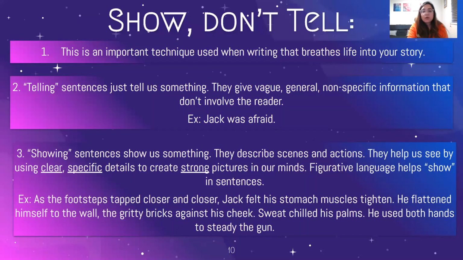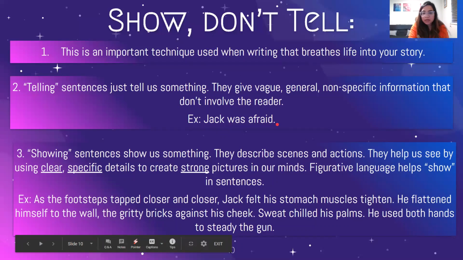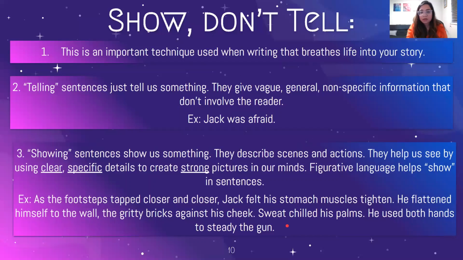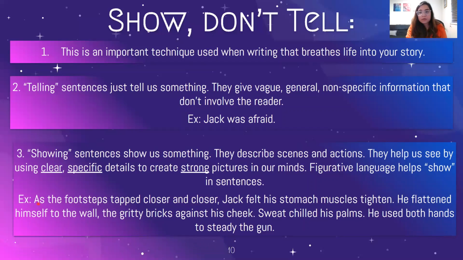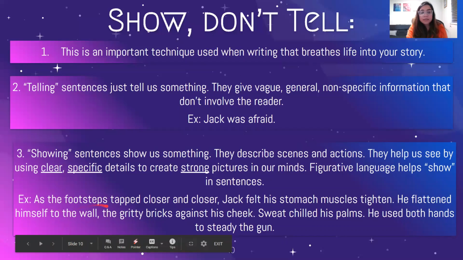So instead of just telling us that Jack was afraid, now we know why he's afraid. He's clearly in a situation where he has a gun in his hand. His muscles are tightened. Somebody's there that he doesn't want to be there, right? Maybe it's like a break-in or, who knows, but somebody's there that he doesn't want to be there. So it's showing us how he's afraid.